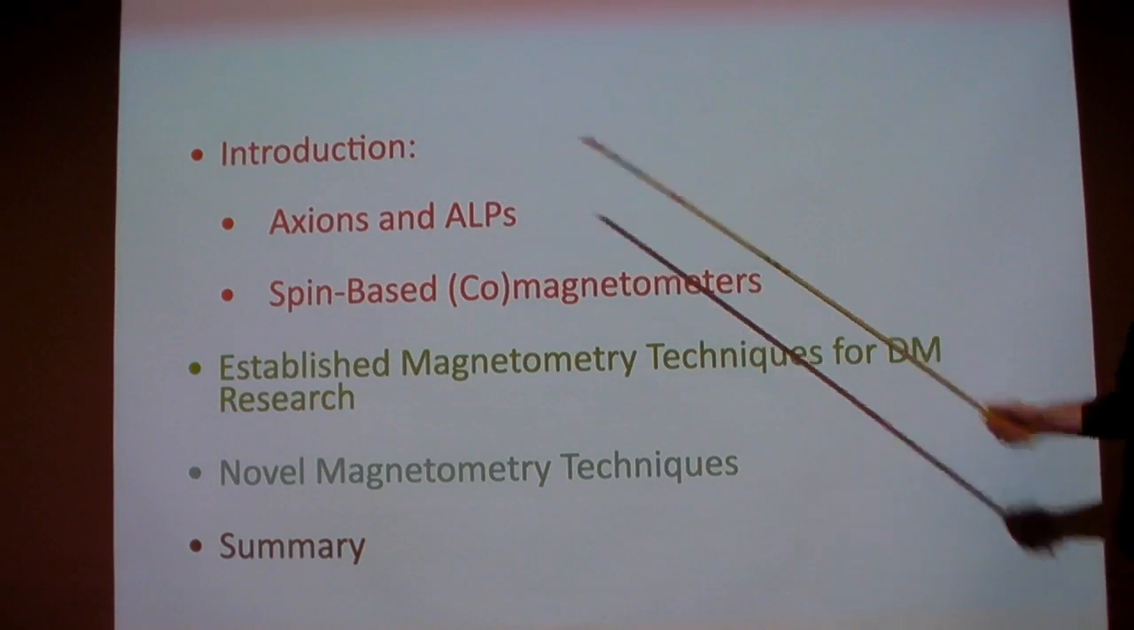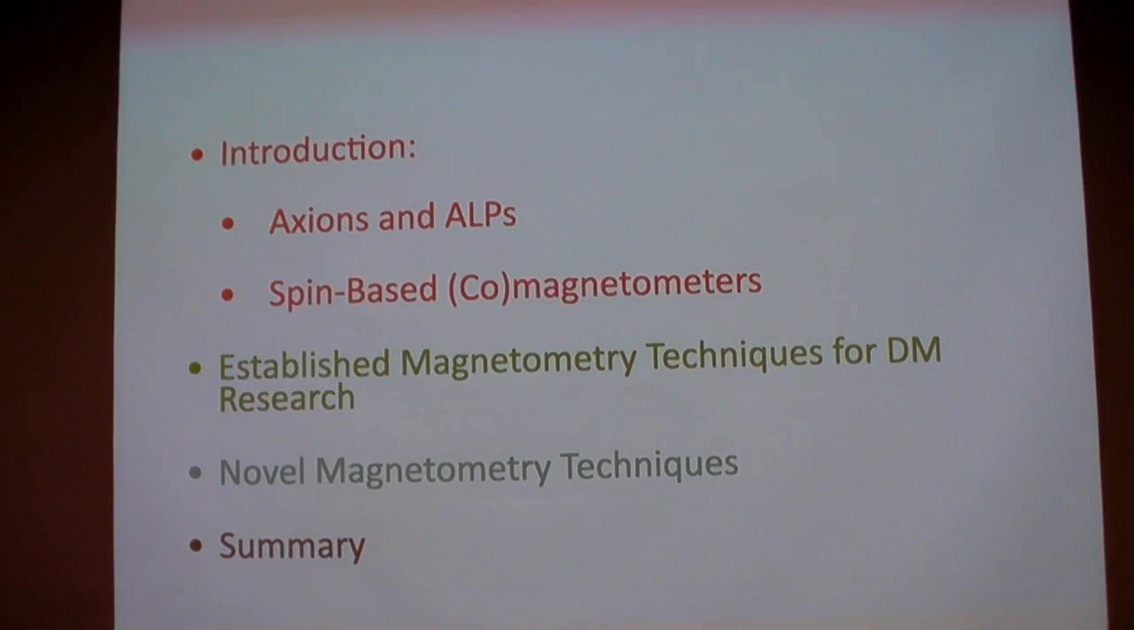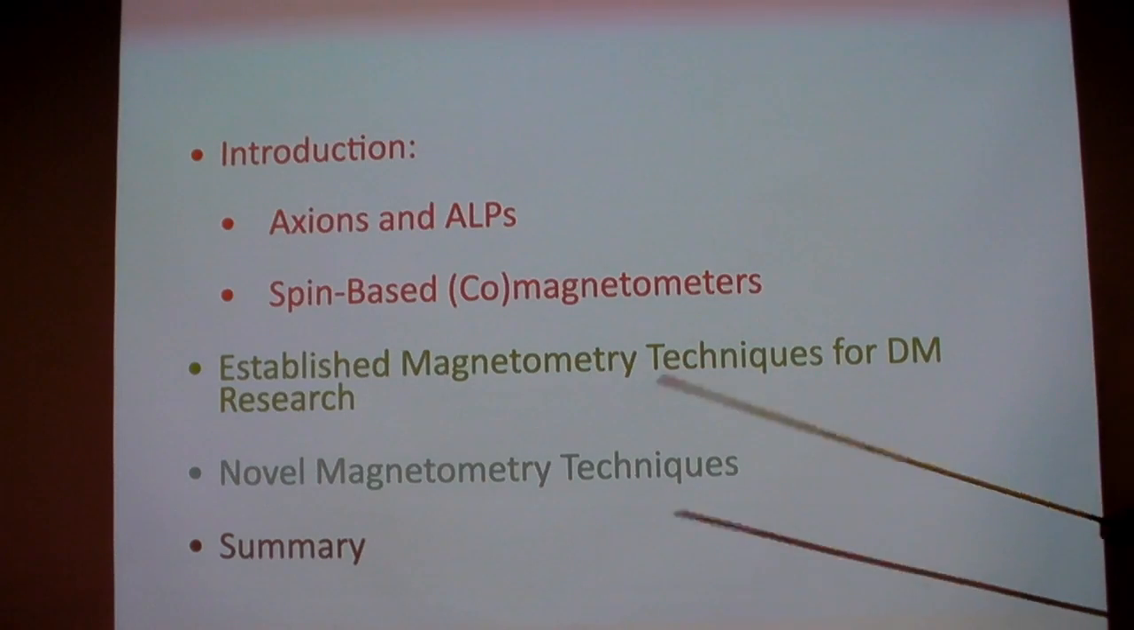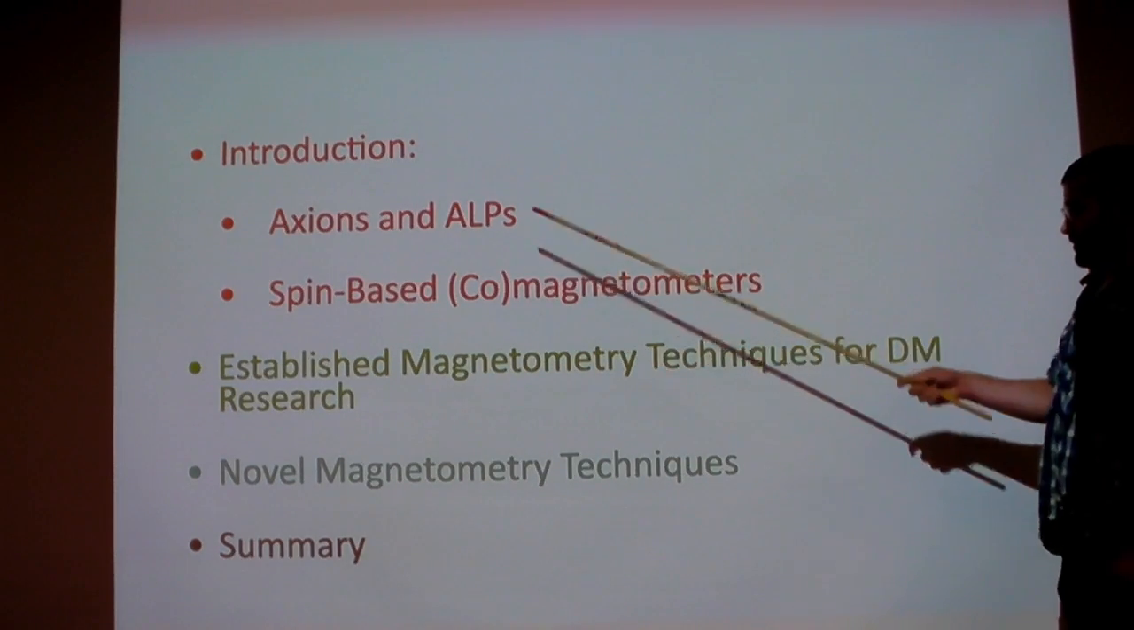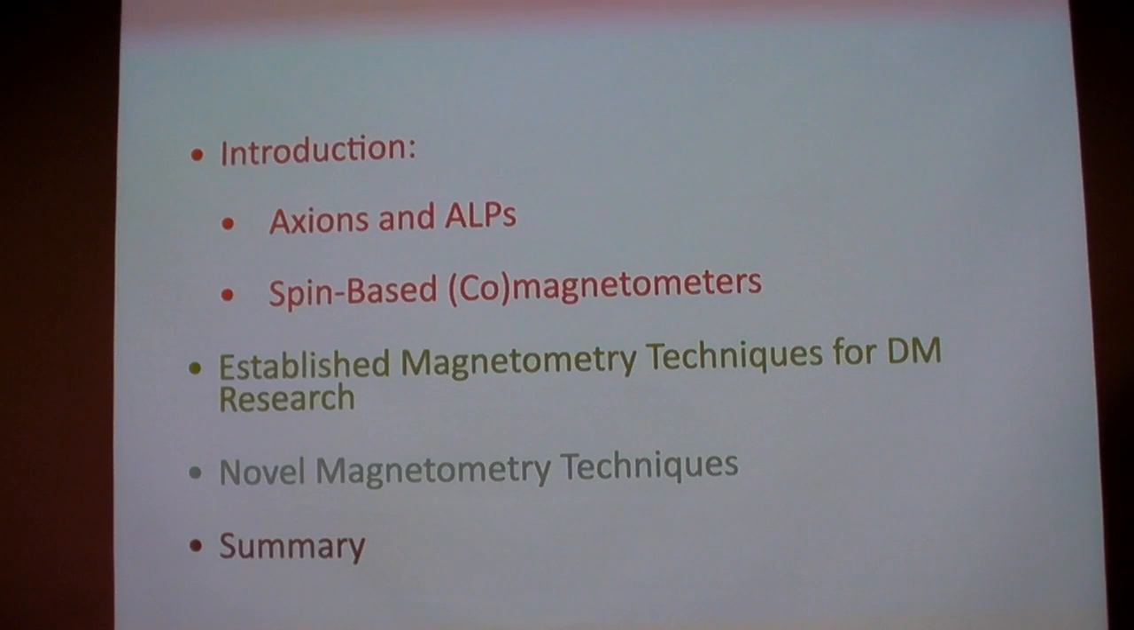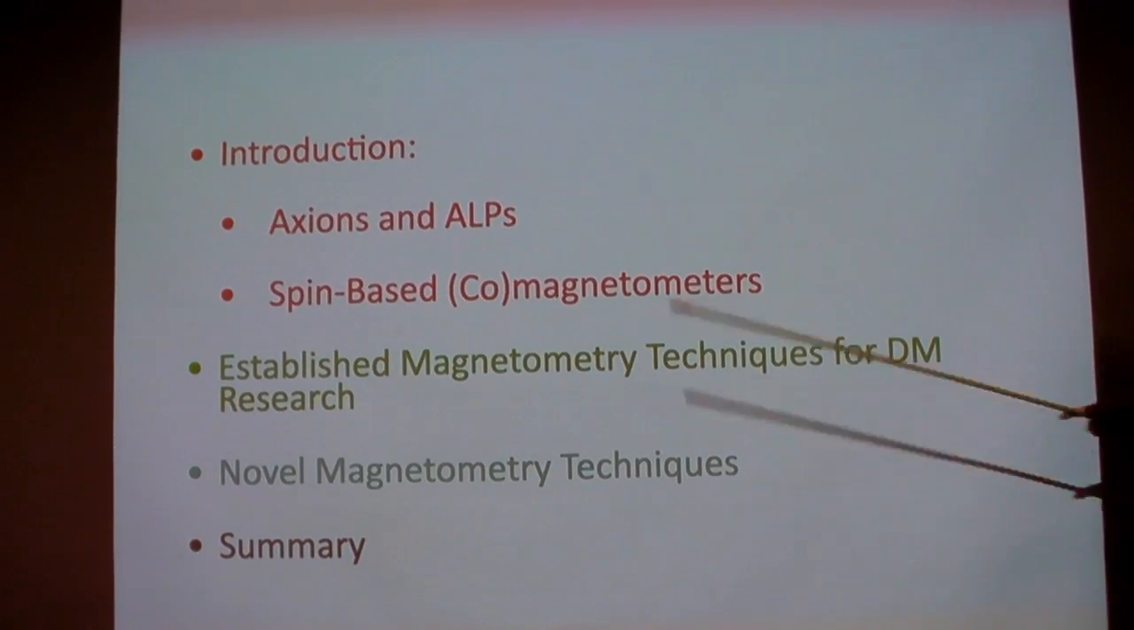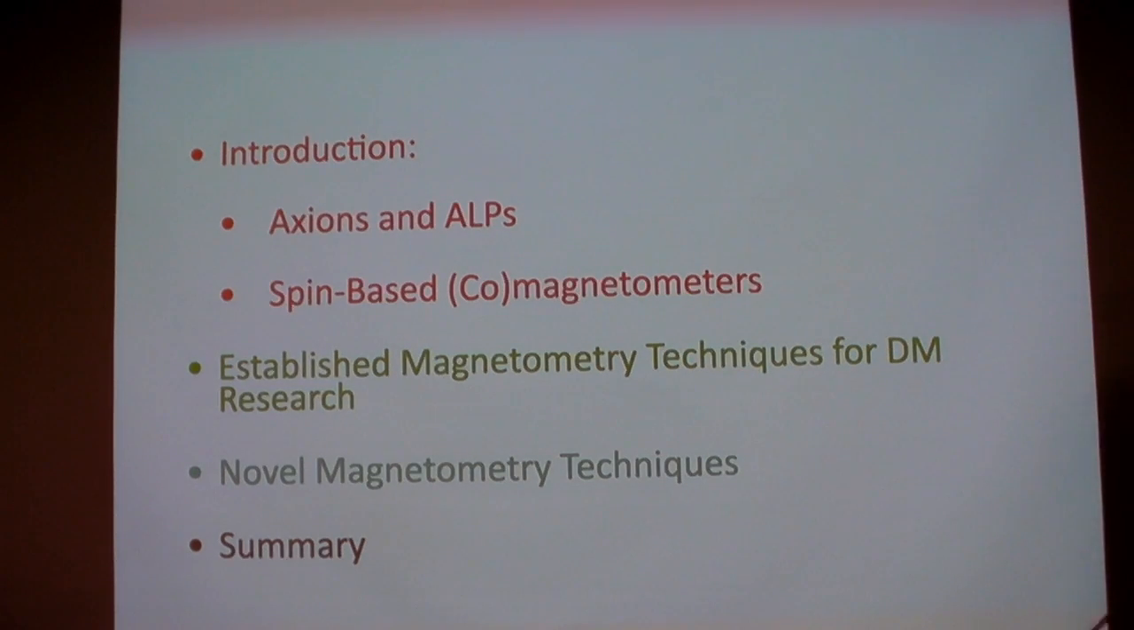We're going to start with a very brief introduction on axions and axion-like particles. I'm not going to go too much into the details, but if there's anything later that you felt you missed, let me know, and I can explain a few more details. Then we're going to have a very long introduction. I will explain how spin-based magnetometers or co-magnetometers actually work. This is going to be the setup that will later be used to explain several different techniques that we have used in the NASDUCK collaboration, as well as before that, to look for dark matter.